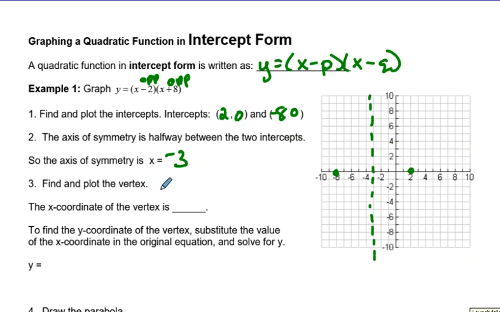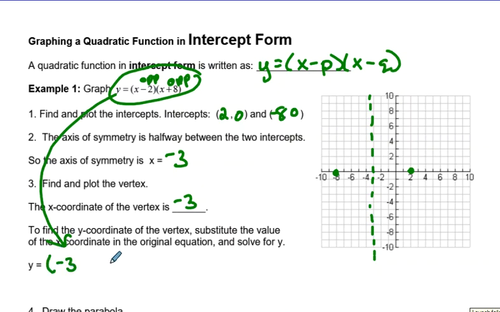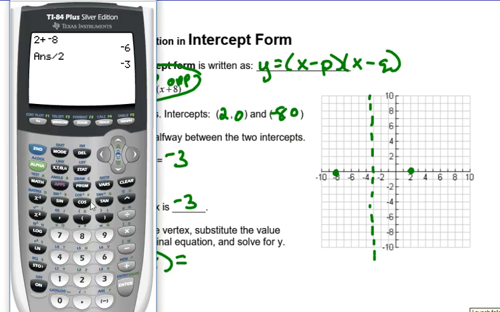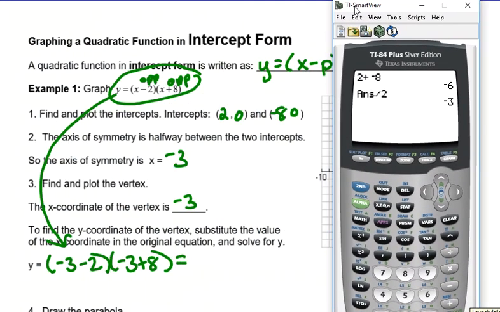And then to find the vertex, what you're going to do is you're going to put -3 into your equation here. So this equation, you put it here, and you put -3 for both of the x's. So -3 minus 2, -3 plus 8. And you can use your calculator, or you can just do that in your head. Sorry, it went away. Let me see if I can fix this.